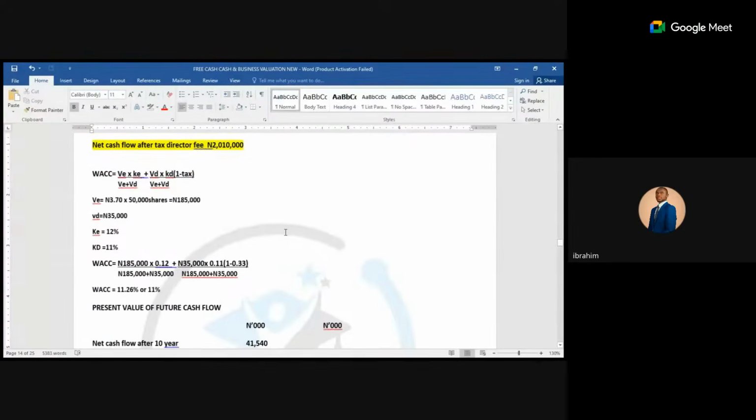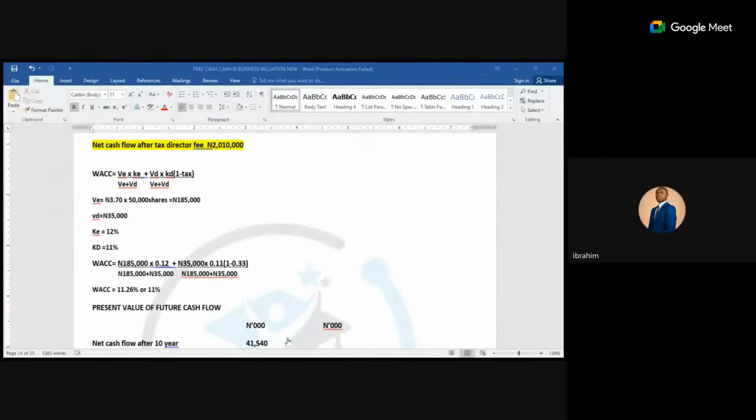Now the question is, is it a money cost of capital or real cost of capital? That is the question. Class, is it money or real? Money.